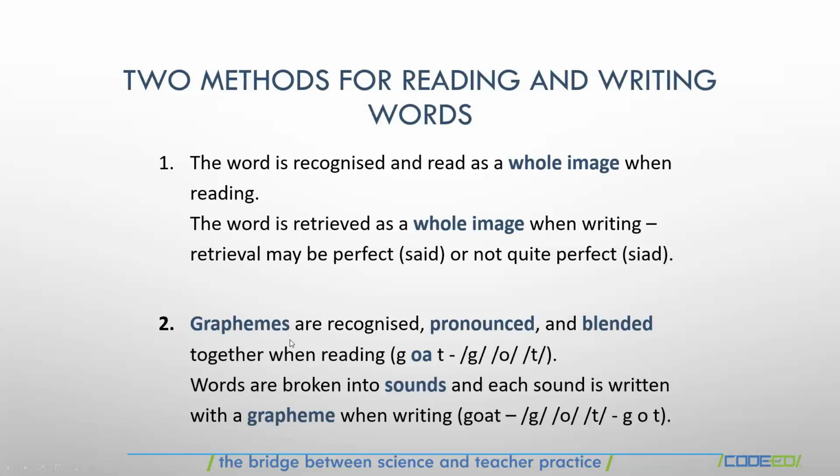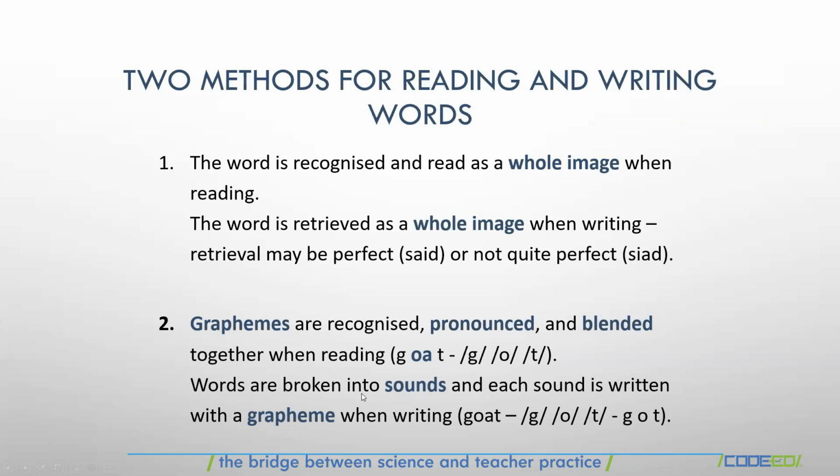But what if you can't remember what the word looks like? So you come to a word you're reading and you don't know what it is. If you can recognize the graphemes, which is the code, you can pronounce them, turn them into a sound, and you can blend the sounds in the word together. You can actually pronounce the word. So if you come to this, you think, oh, there's a G, there's an OA, I know that's an O, and there's a T for T. I can go G, O, T, and I can blend the sounds together.